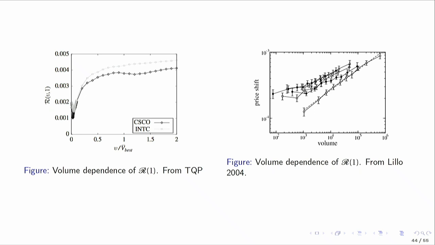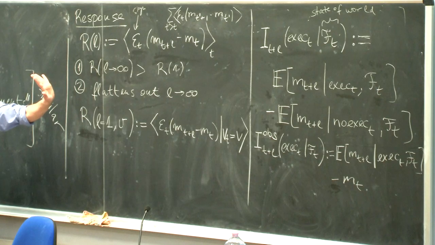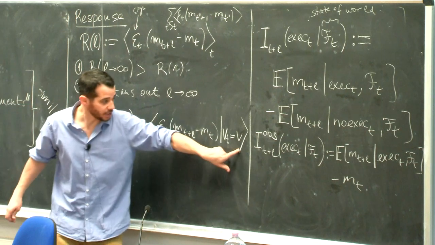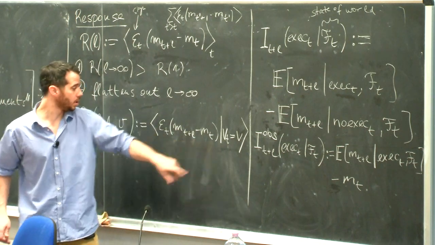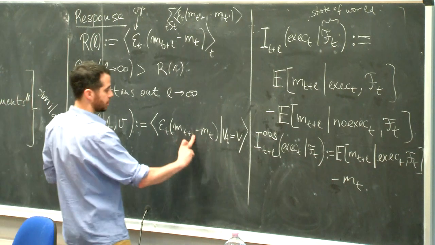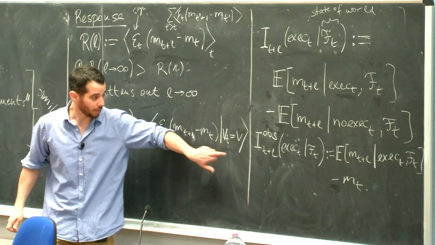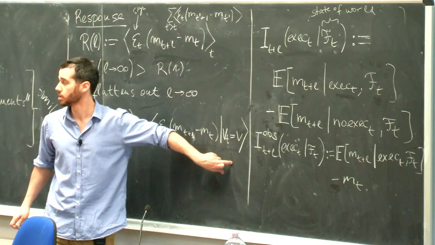Can you repeat what is R of L, V and the concept of mechanical impact? Okay, so this is simply what I'm doing here. I'm redefining a new response function. First of all, I put L to 1. I only care about the leg 1 behavior. And I put a V here, and I define that this will be simply the same type of response. Sorry, this should be, of course, 1. So L equals 1. But it's a conditional expectation that the volume was V at t.